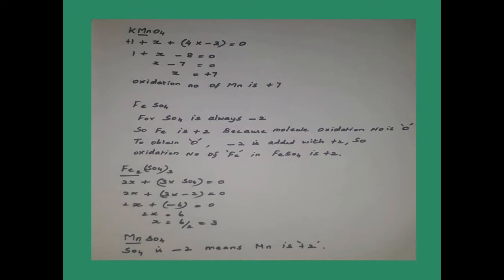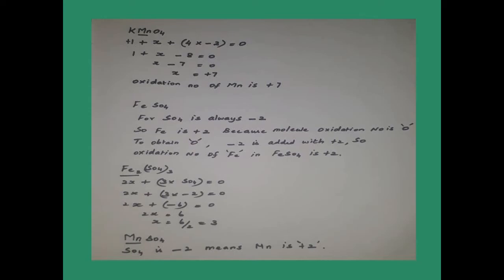Next, ferrous sulfate, FeSO4. Please keep it in mind, the sulfate always has -2, and it is a molecule. Sulfate -2 means the iron has +2 charge, so +2 and -2 equal to 0. We get the oxidation number for the molecule is 0. So here the oxidation number for iron, Fe, is +2.